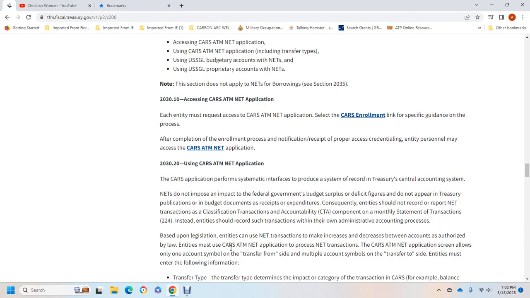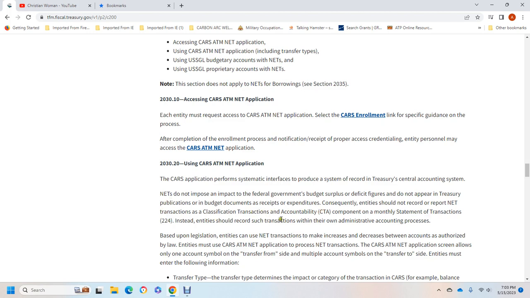Accounting System. Non-expenditure transfers do not appear in the impact of the federal government and the budget, and the figure does not appear in the Treasury publication of the budget documents for the receipt of the expenditure; consequently, it should not be reported with the report of the non-expenditure transfer of the classification transaction accounting component over the monthly statement of the transaction.